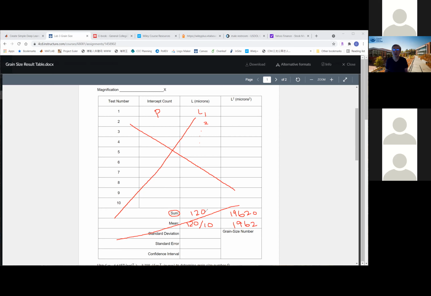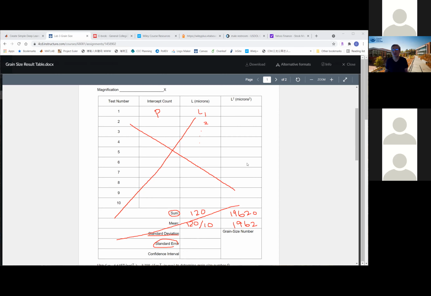The reason you need this is because if you open the other file that I told you about, there is an equation to tell you how to get a standard deviation. It depends on the mean value of this one, and it also depends on the mean value of the square value. And there's a standard error equation and a confidence interval equation as well. So you use that to get the result.